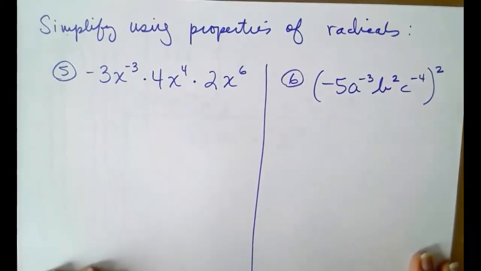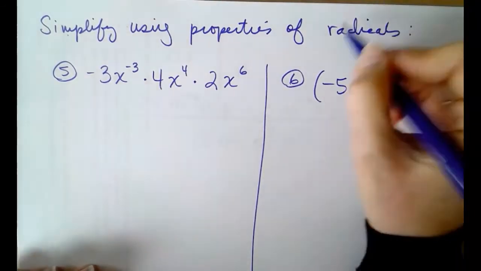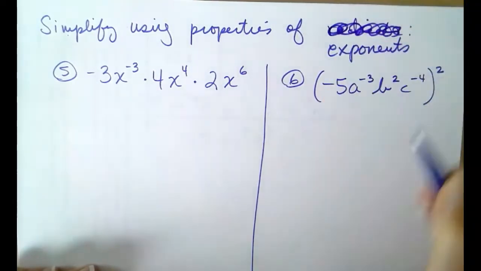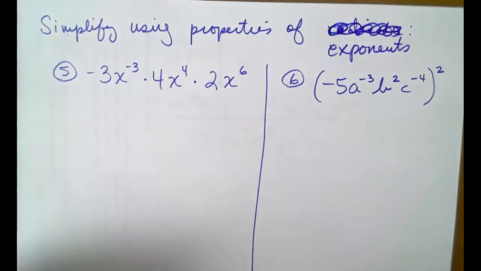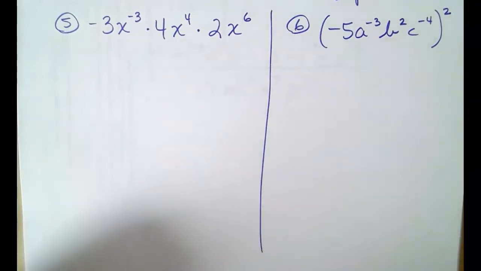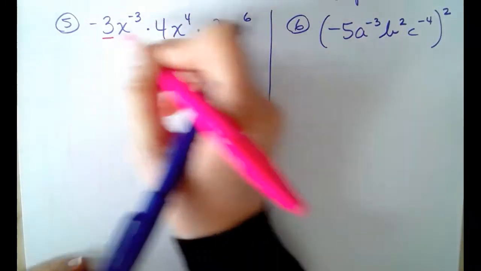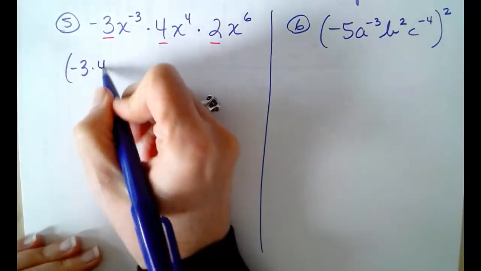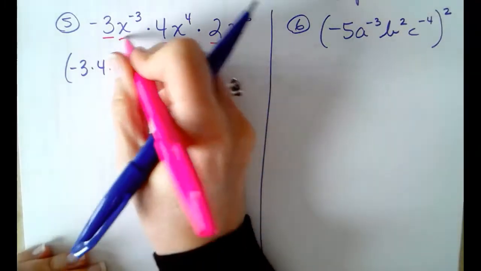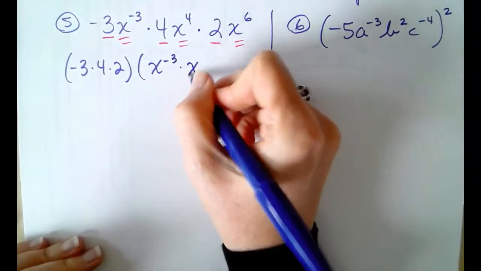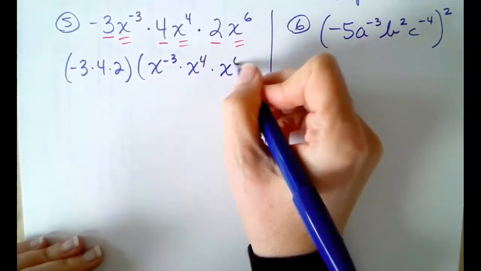Next, simplify using properties, not of radicals, but of exponents. I'm still in radical land. So simplify using properties of exponents. Remember, this is all multiplication, all the way across. So we can use the commutative property to help us out as well as the associative property. So all the coefficients go together. So in the first set of parentheses, negative 3 times 4 times 2. And then in the second set of parentheses, all the powers of x. X to the negative 3rd, x to the 4th, times x to the 6th.